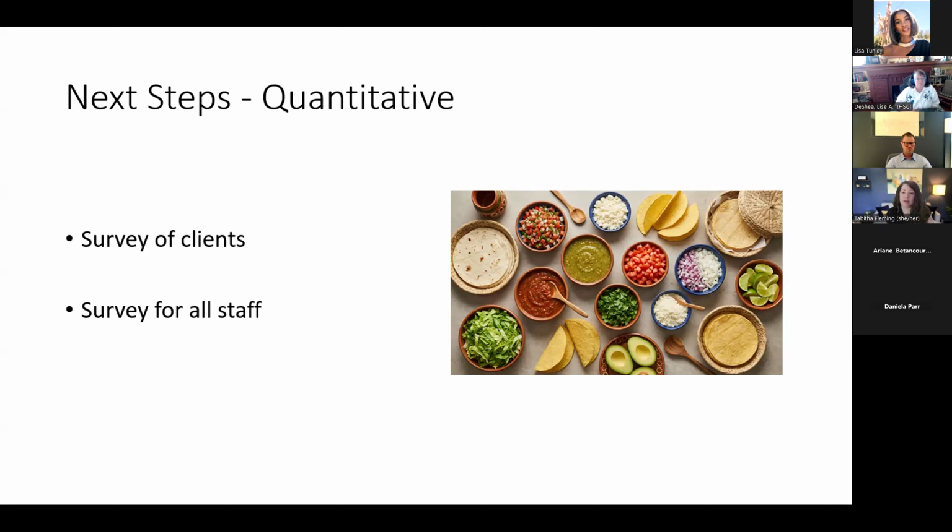Any questions about the next steps with the qualitative and quantitative components of our coordinated state evaluation? The qualitative interviews will be right around the corner. We are hard at work editing and revising the quantitative survey and expect that to be delivered sometime in late fall.